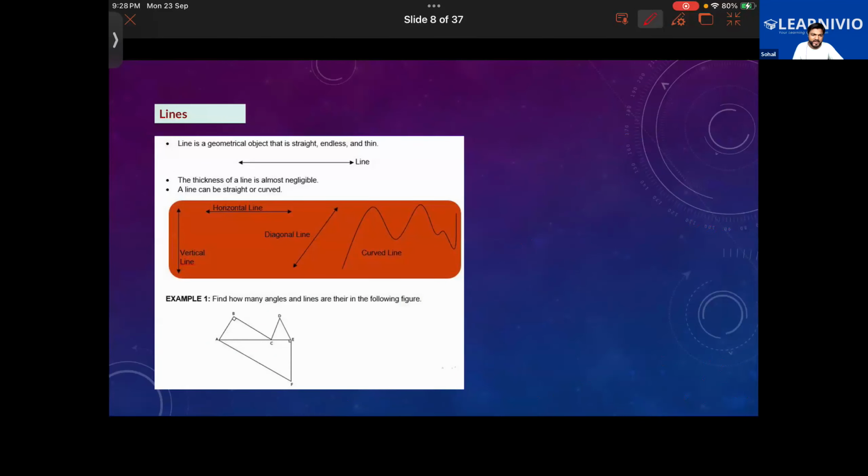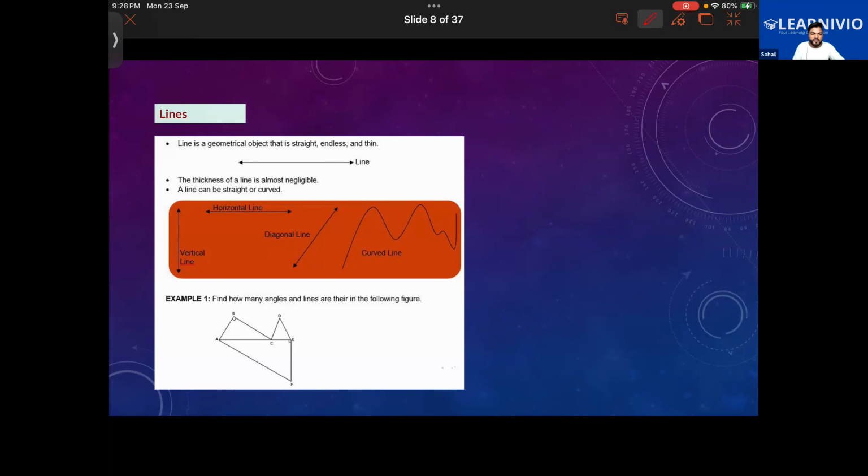Talking about a line, when we look at a line, it doesn't have any thickness. Furthermore, a line is straight, meaning that it is not curved and not bent. And it goes in both the directions endlessly, without coming to an end.